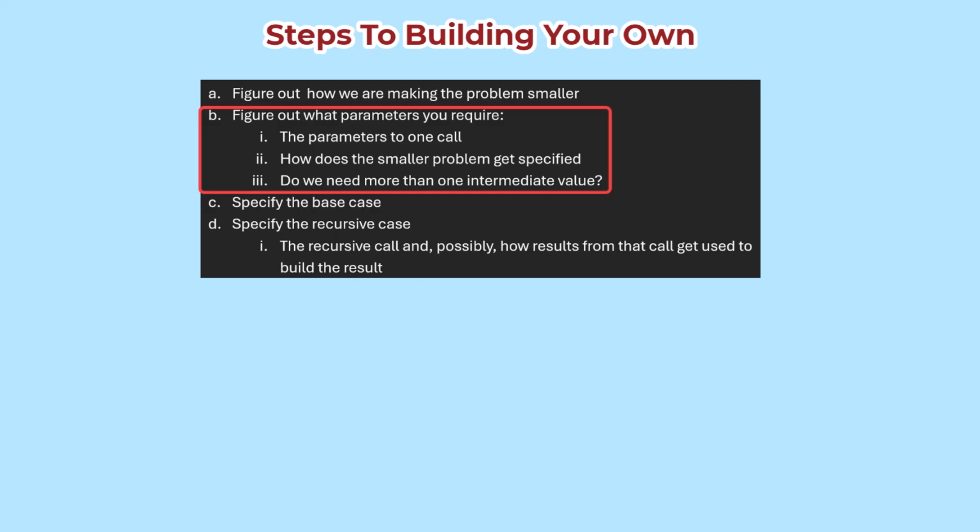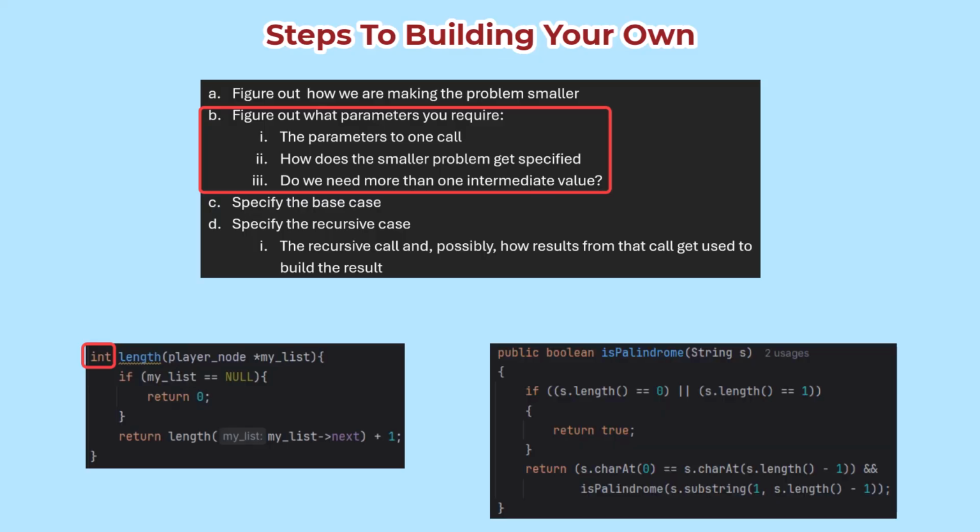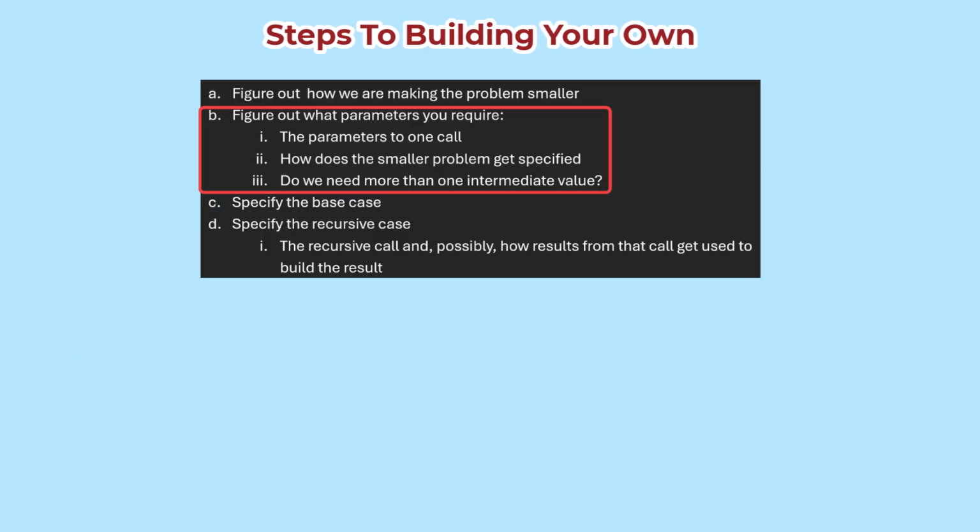The last thing we need to think about to have the function declaration is what information the solutions for the smaller problem have to send back when they finish. When we calculated the length of the list, the smaller problem had to pass back an integer because all we needed was its length. For palindromes, we had to pass back a Boolean for whether the substring was a palindrome. If the recursive solution needs to pass back more than one piece of information, you might need to create a data structure for the return type. That's how we know what the function declaration will look like.